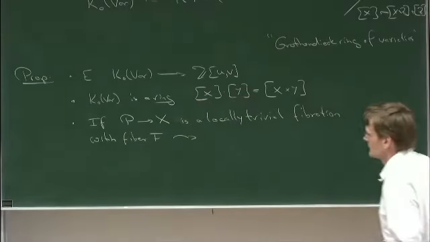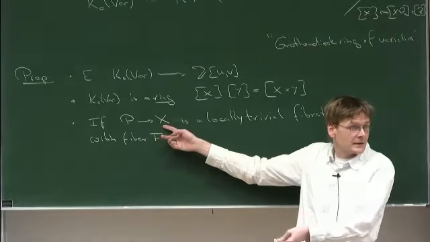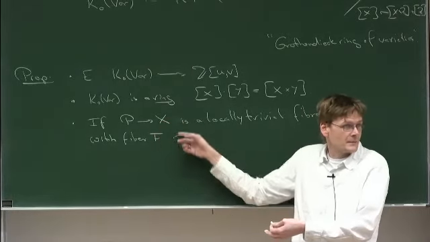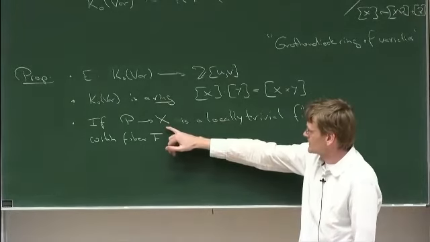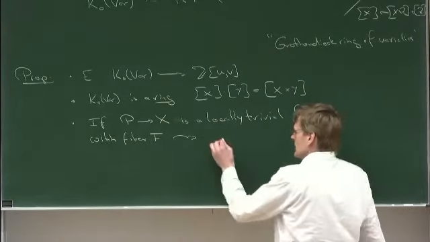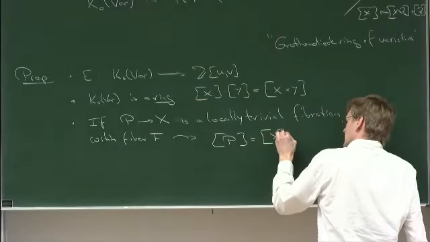then of course, locally trivial just means that you can cover this by opens such that the inverse image of an open is U times F. So you can cut and paste your variety into pieces where it's actually such a product, and so you see that this will be the class of X times F.